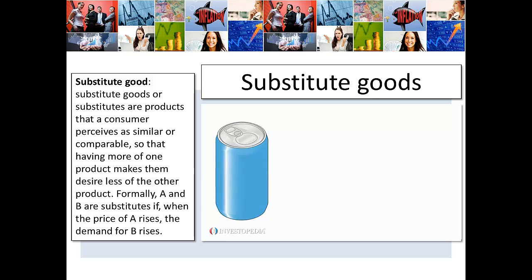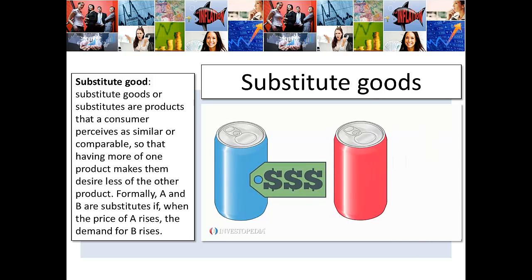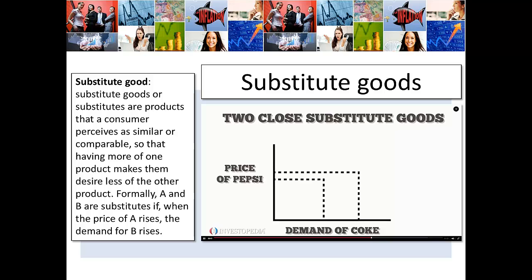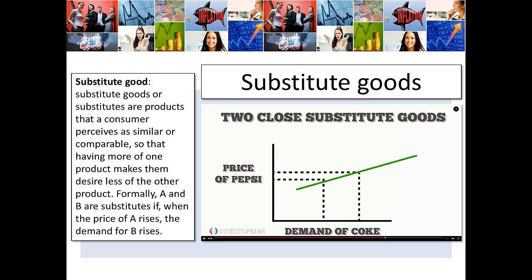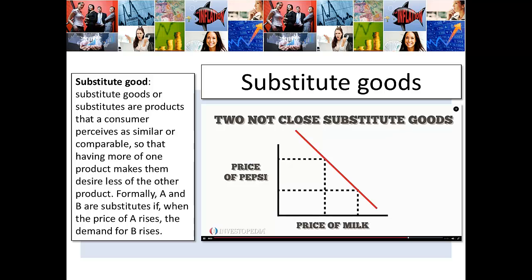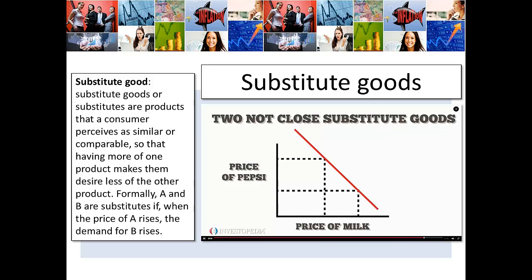Consumers use substitute goods when the price of one product increases and compels them to find an alternative that's less expensive. Two close substitute goods have a positive cross-elasticity of demand. For example, if the price for Pepsi went up, so too would the demand for Coke. If two goods are not close substitutes, a change in one's price will not impact the demand for the other. Pepsi's price would probably not be affected by a rise in the cost of milk.